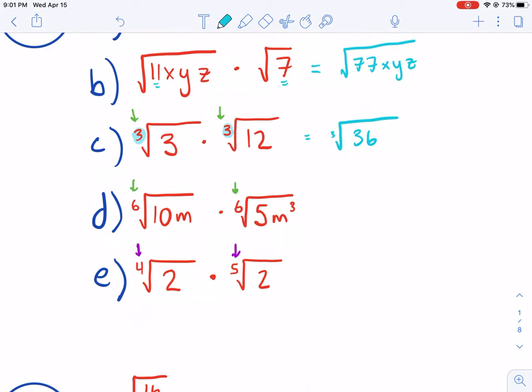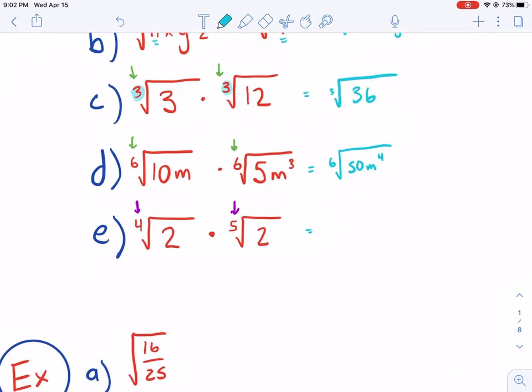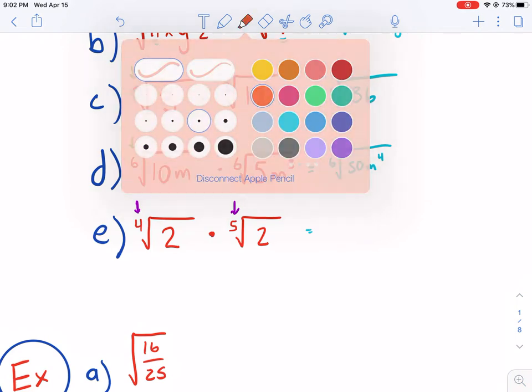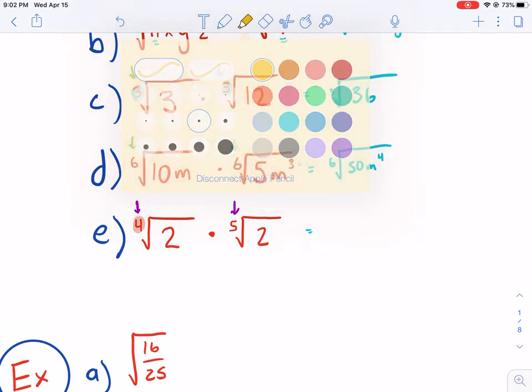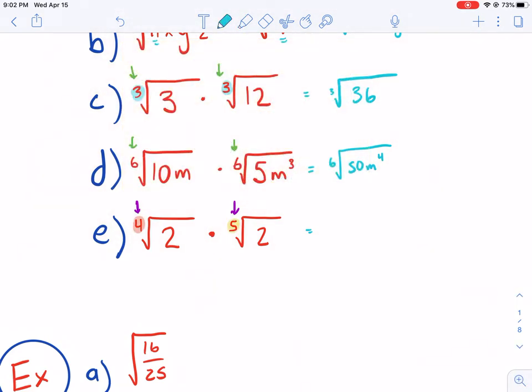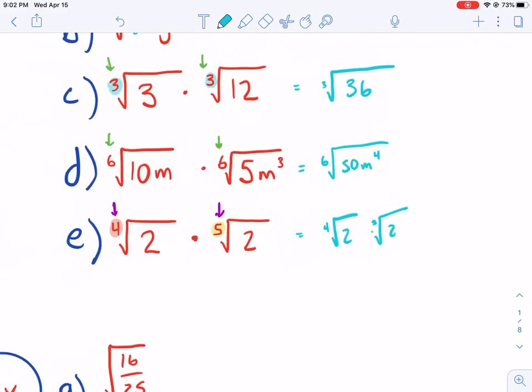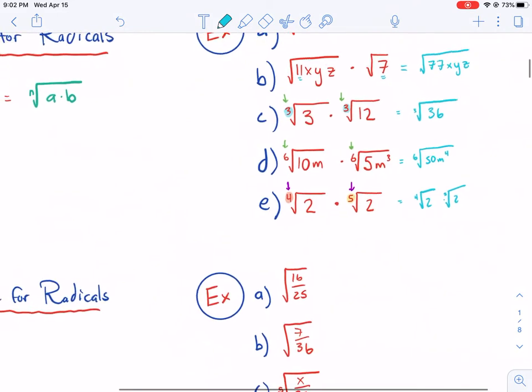Now we have the 6th root. It's the same thing. Because the indexes are both the same, we can rewrite this as the 6th root of 50m to the 4th. Now here we have a case where the indexes are not the same. This one is equal to 4, this one is equal to 5. Therefore, we cannot combine these any further, and we need to leave it as is. There's nothing more we can do. That's a 5, I know that just looks like a squiggle, but you get the point. It just needs to stay the same.